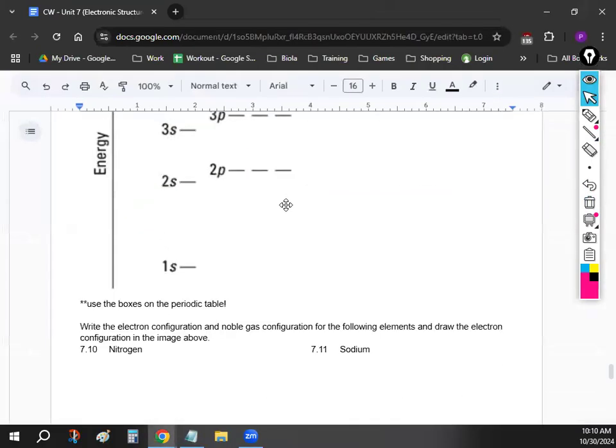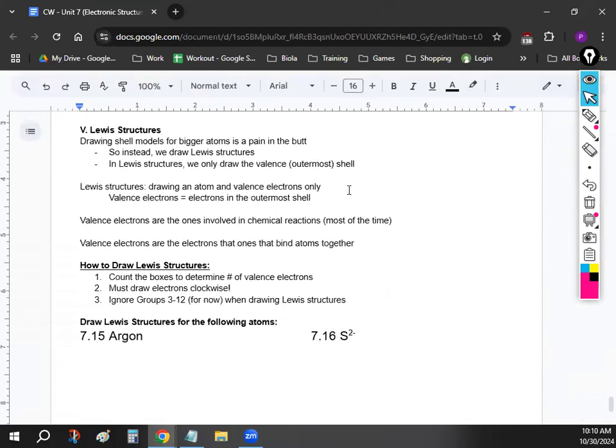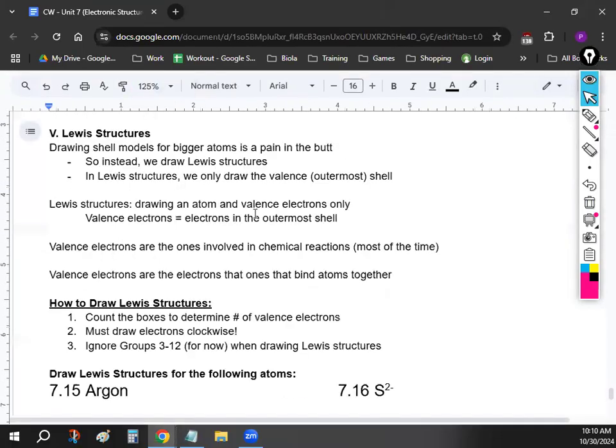Okay, we're going to end by talking about Lewis structures. Some of you guys might be familiar with this. Now, basically, Lewis structures is an easier way to represent the atom.